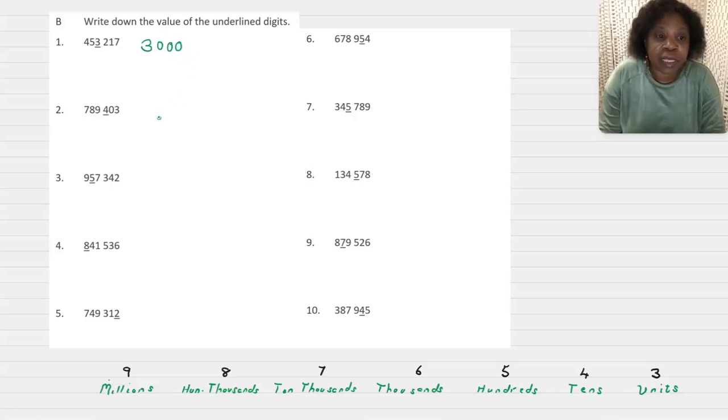Just like that. We come to question 2. We have the number 789,403. The value of the digit 4 is 400. So we're going to write 400.